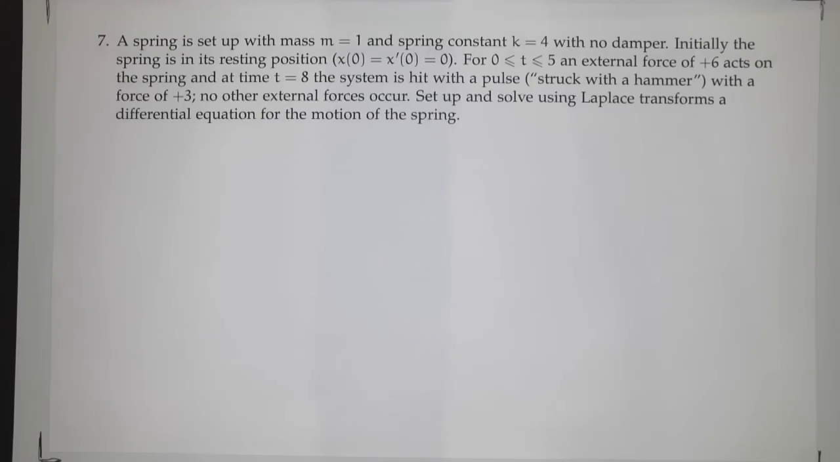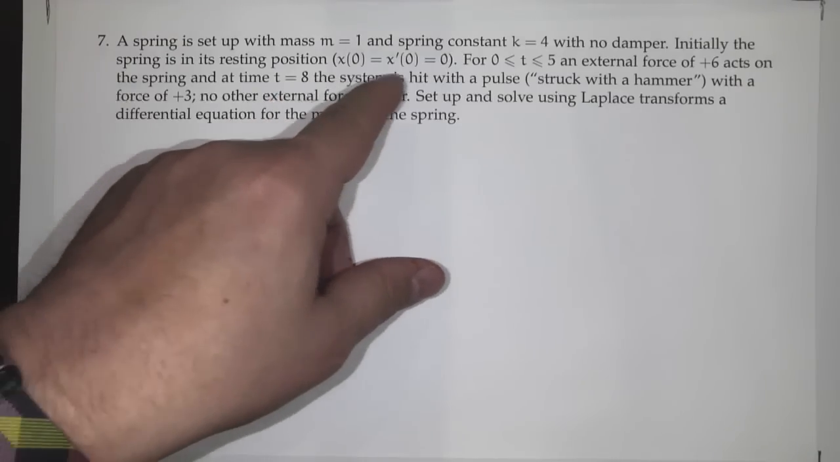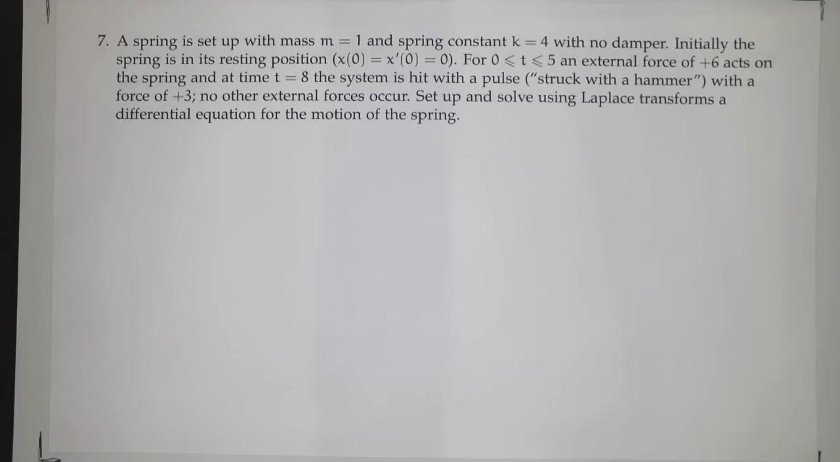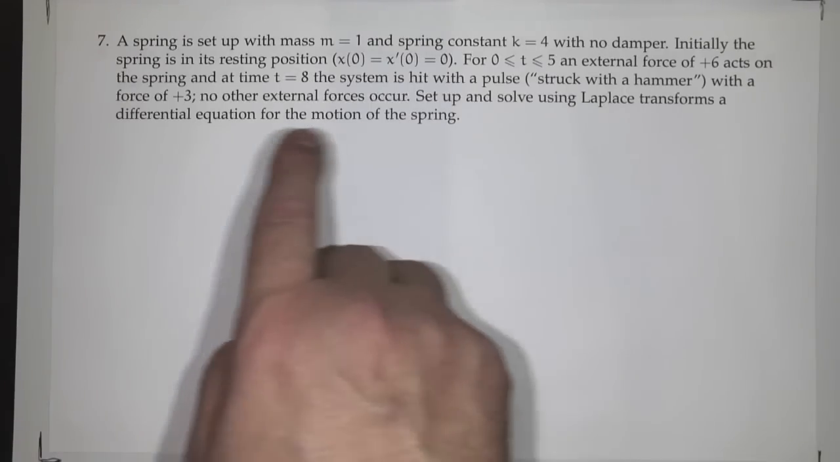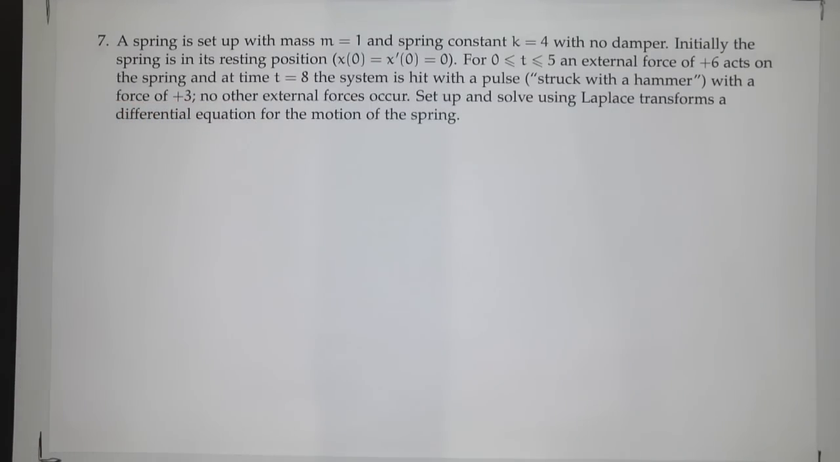A spring is set up with mass m equals 1 and spring constant k equals 4 with no damper. Initially, the spring is in its resting position. Great, initial conditions are nice. Zeros. For time from 0 to 5, an external force of plus 6 acts on the spring. And at time t equals 8, the system is hit with a pulse, struck with a hammer, with a force of plus 3. No other external forces occur. Set up and solve, using Laplace transform, a differential equation for the motion of the spring.